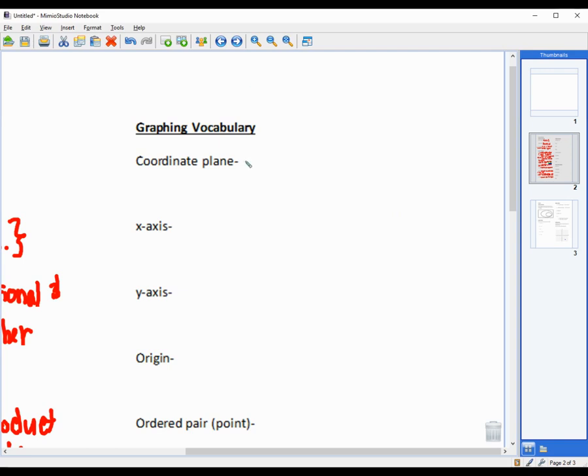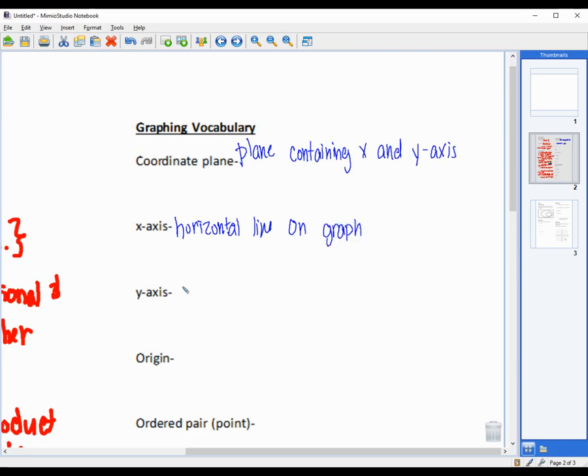Coordinate plane. Okay, coordinate plane. It is a plane containing an x and a y axis. Okay, so a coordinate plane has both an x and a y axis. So in order to know what those are, let's go ahead and define those. An x-axis is the horizontal line on the graph. Okay, which means that the y-axis would be the vertical line.